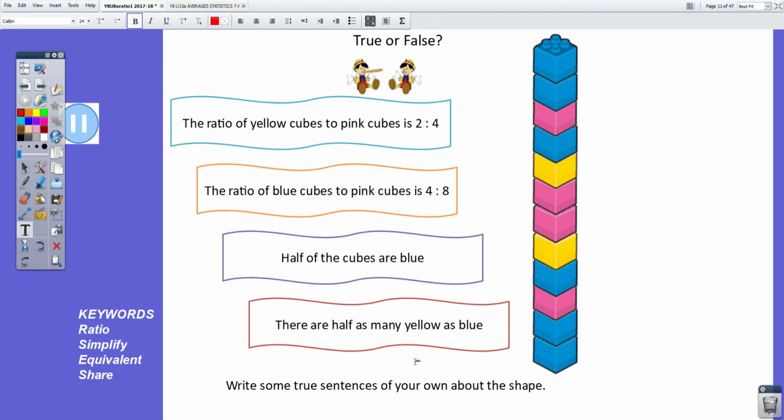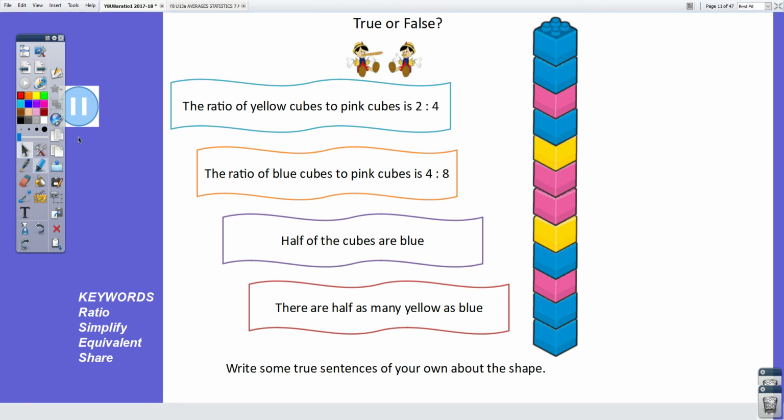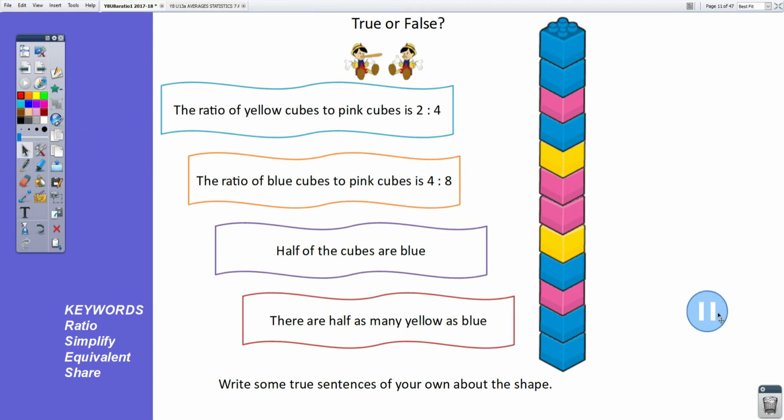Right, some statements here about this block of cubes, such as the ratio of yellow cubes to pink cubes is 2 to 4. I would like you to decide whether or not these statements are true or false. Don't just guess, do some workings to help you. And if you do have time, write some sentences of your own that are true about this particular shape. So at this point, I'd like your teacher to pause the video and to play the video when you're ready to continue.